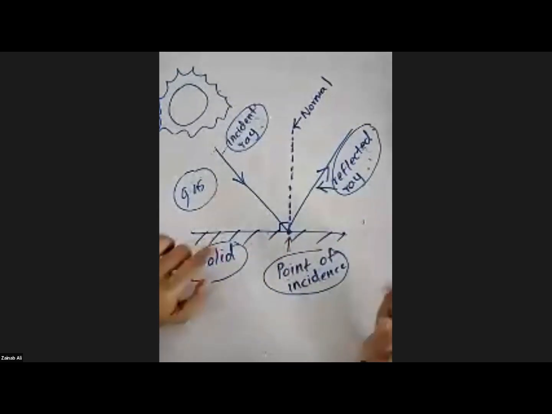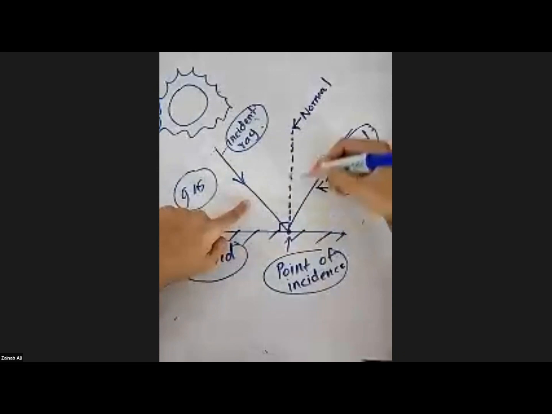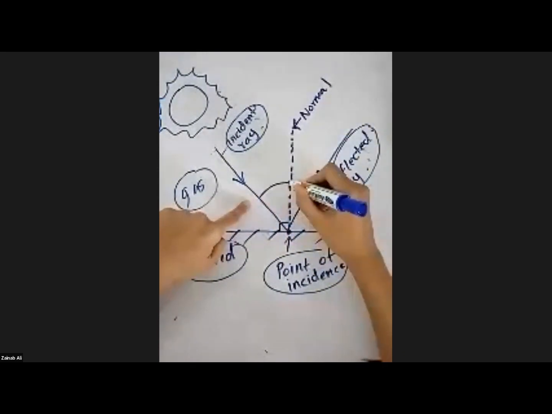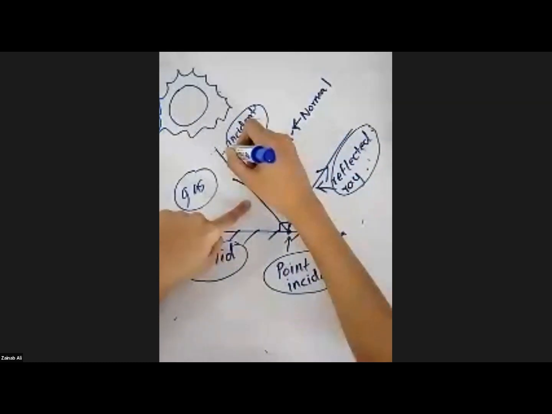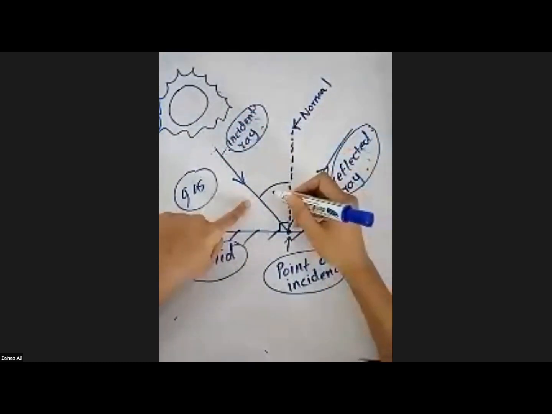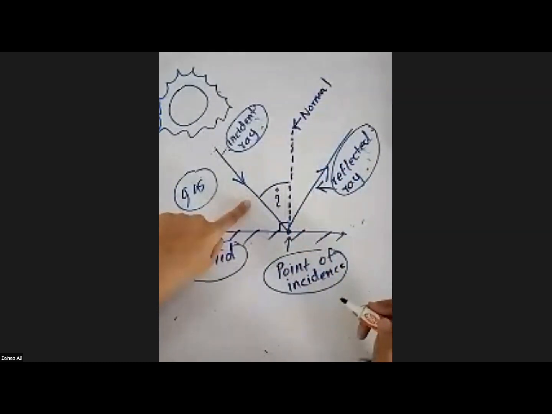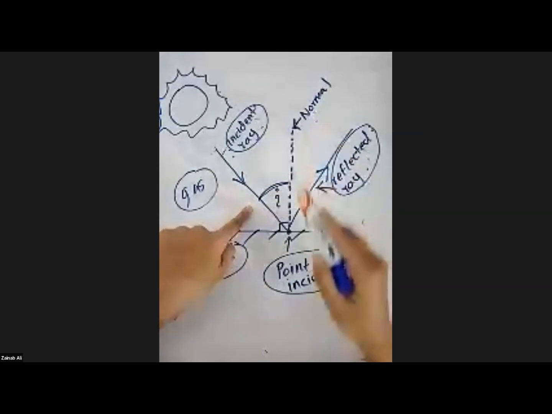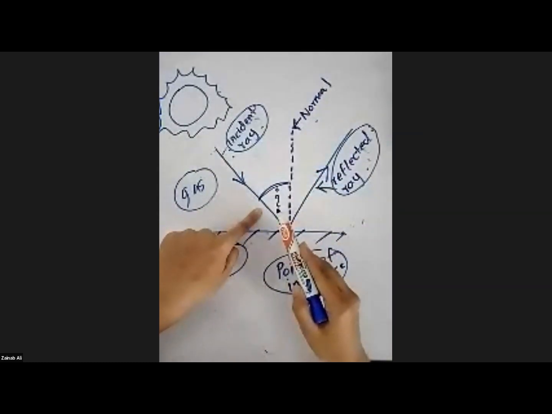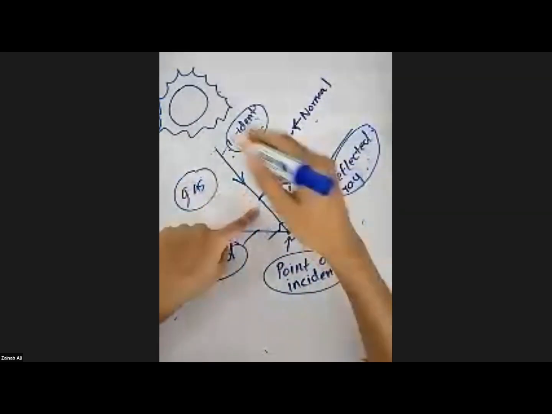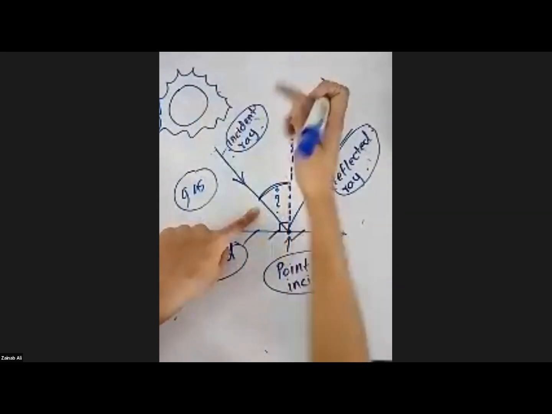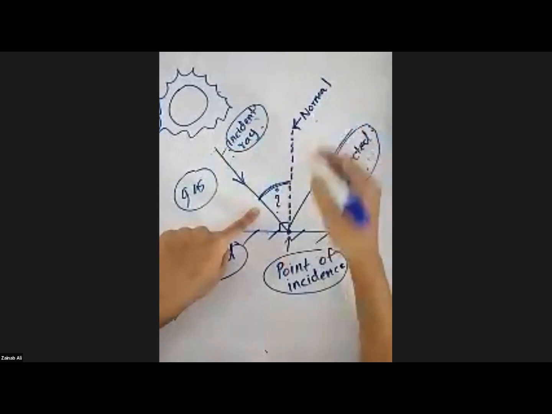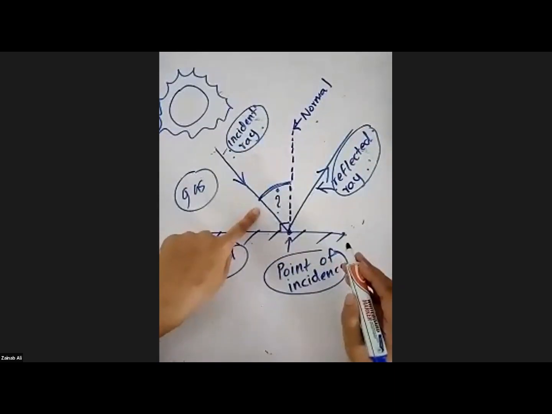Now, you have the incident ray and the normal. So the angle between the incident ray and the normal, you call it the incident angle. So what is incident angle? The angle which is in between the incident ray and the normal, you call it the angle of incidence or the incident angle. When you take the incident ray and the normal, the angle in between them is the angle of incidence.